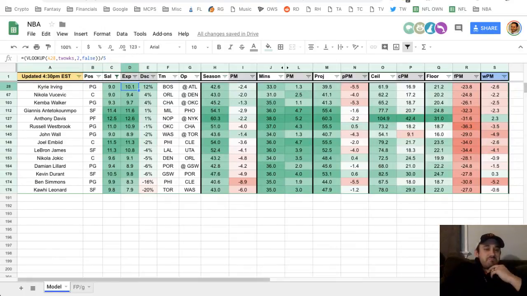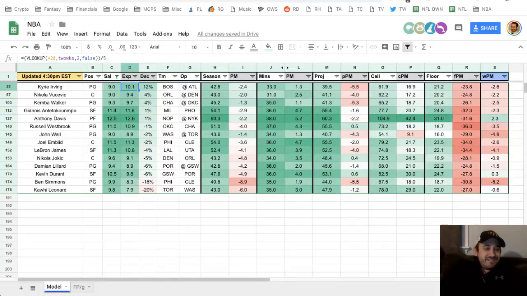Vooch, Kemba, they're fairly priced. I don't know if I'd want to roster Vooch tonight because I think I can get Steven Adams to return 40 points for much cheaper. And then I really like Joe Val tonight as well for much, much cheaper. Kemba's always a great play no matter who he's facing. Giannis and Anthony Davis, Russell Westbrook, John Wall, Embiid, and maybe to a lesser degree LeBron, they're all fairly priced.